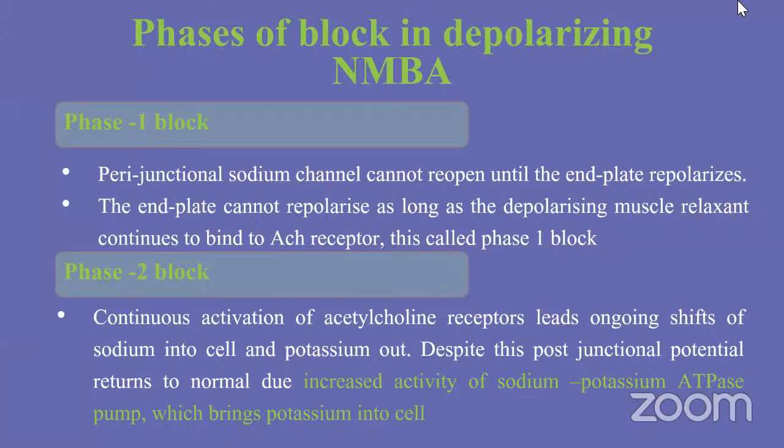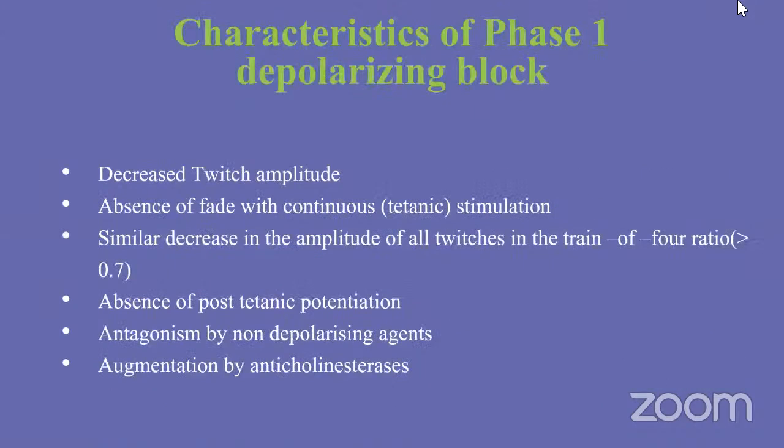What happens in a phase 2 block? There is a continuous activation of the acetylcholine receptor, leading to an ongoing shift of sodium into the cell and potassium outside. Despite this, the post-junctional potential returns to normal due to increased activity of the sodium potassium ATPase pump, which brings the potassium inside the cell. So normally, sodium and calcium come in and potassium goes out. But in the case of a phase 2 block, after a prolonged blockade, the potassium goes in, which brings the end plate potential back to normal, which leads to a phase 2 blockade.